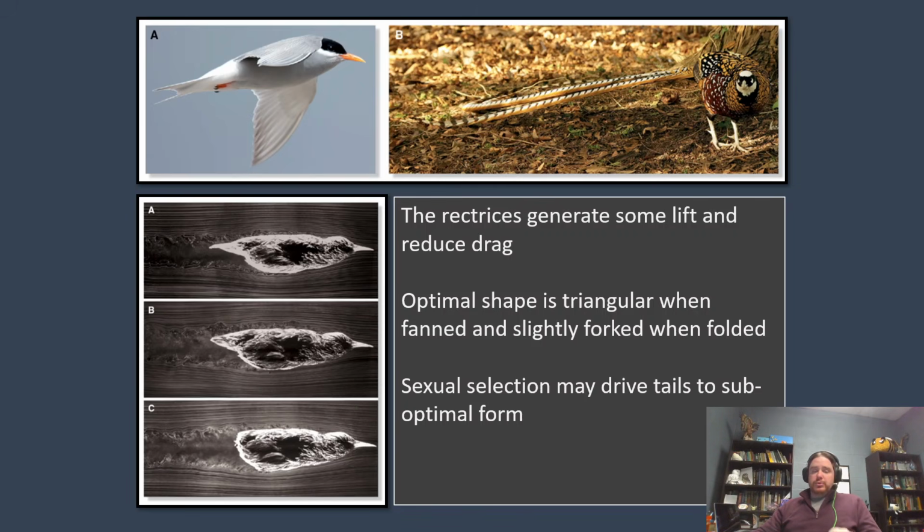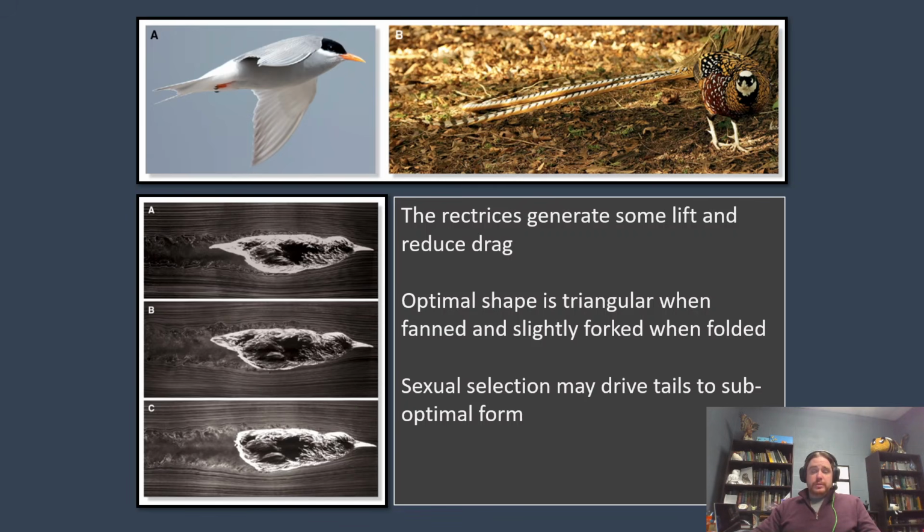In experiments, the optimal shape of the tail has been shown to be a triangle when the tail is fanned out. And this is probably what you think of when you think of a traditional tail shape in a bird. It's just a sort of triangle shape. And it's usually in a forked shape when the tail is folded up. And so this is a black-fronted tern. This is diagrams from your book, and you can see that it has that slight forked shape folded up. This is a very good shape for reducing drag.